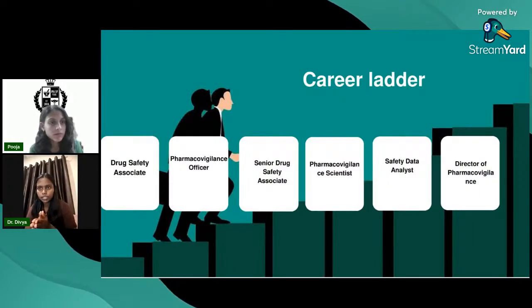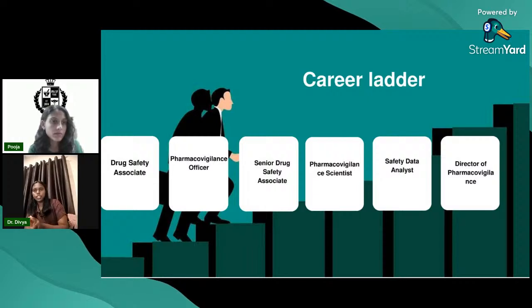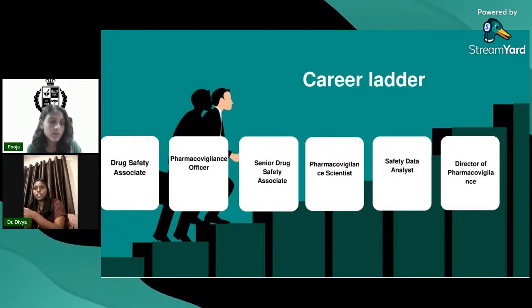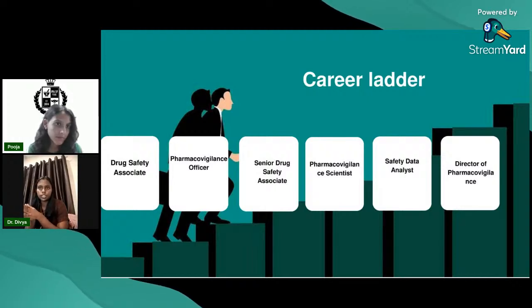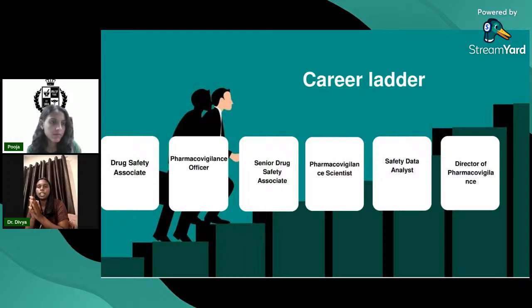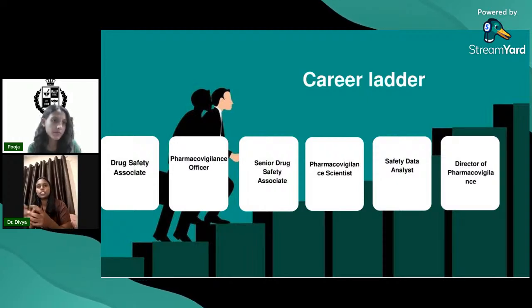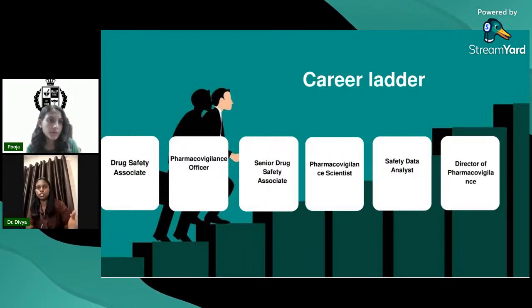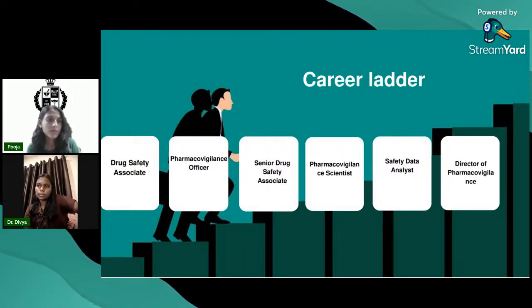The career ladder: firstly you will become a drug safety associate, then pharmacovigilance officer, a senior drug safety associate, a pharmacovigilance scientist, safety data analyst, and finally a director of pharmacovigilance. This field also has good pay, and as I said, it generally has flexibility. This job gives you flexibility to even work from home, so it's a good option to choose. Next slide, please.